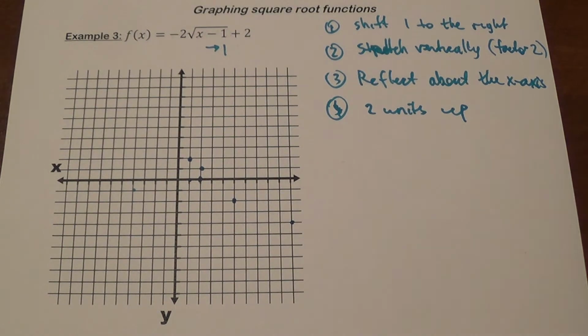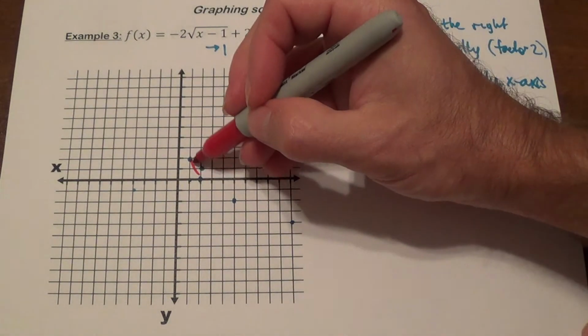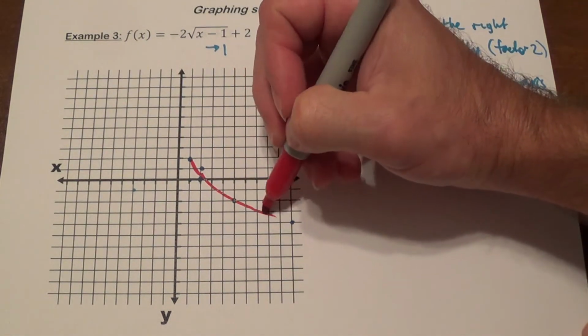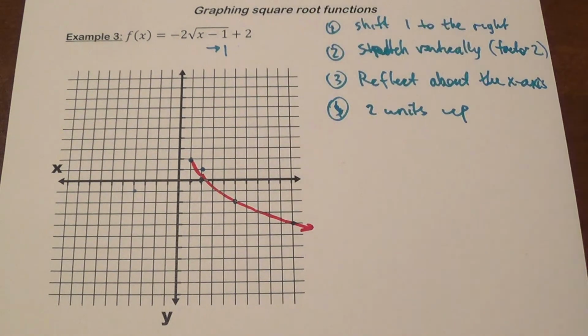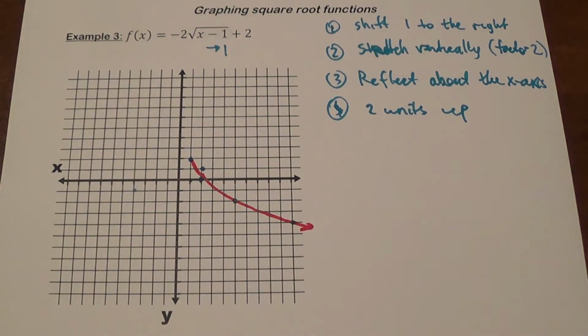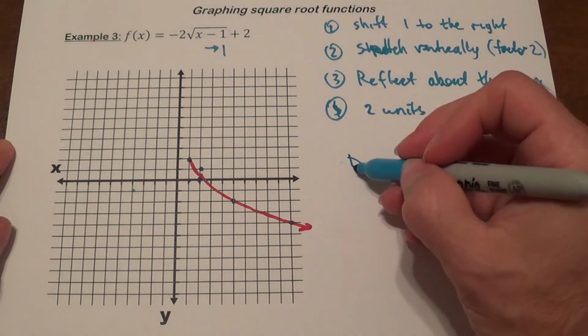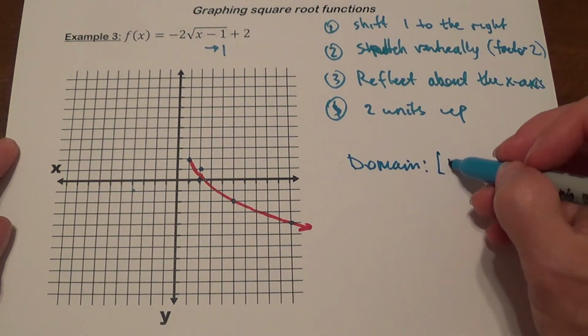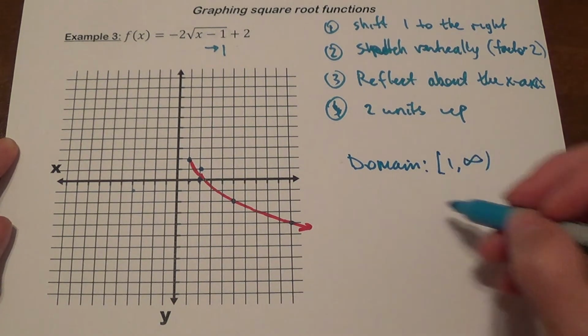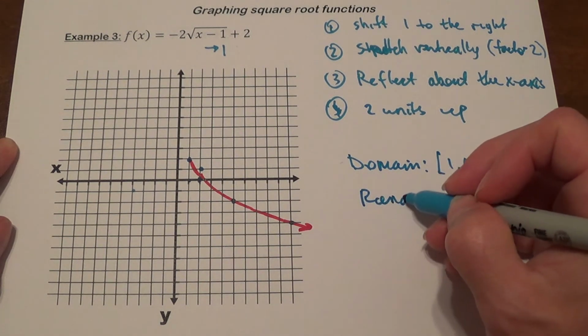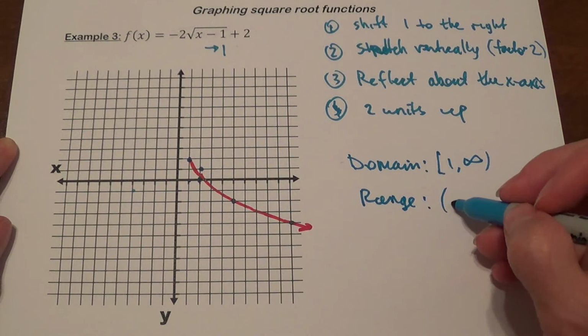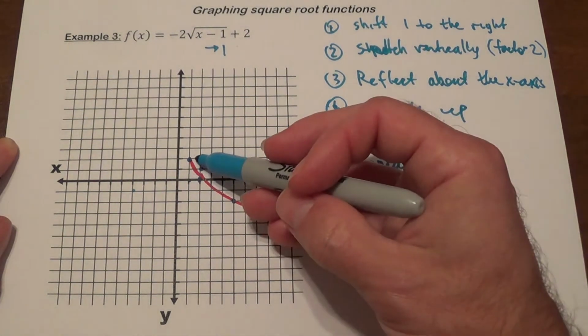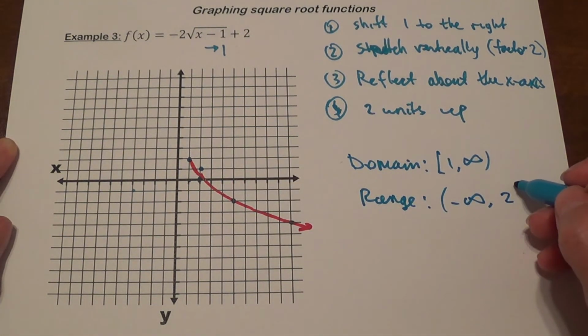So what are we getting now? I'm getting a graph. It's going to go like this. So you can clearly see how a lot of things got impacted here. What is the domain here? The domain is going to be from 1 to infinity. What is the range here? Well, the range here, because you flipped it, is going to go from -infinity to our highest point, which is 2.